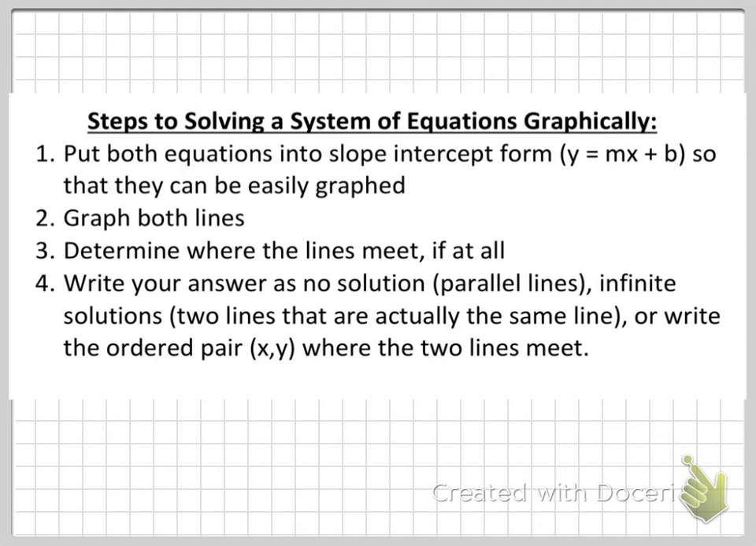You're going to either have two parallel lines, which means you have no solution. You're going to have two lines that actually happen to be the same line, so you would say that there are infinite solutions. Or you're going to have some ordered pair where the two lines meet. Okay, and those are the only three outcomes that you can have when you're solving a system of two linear equations.